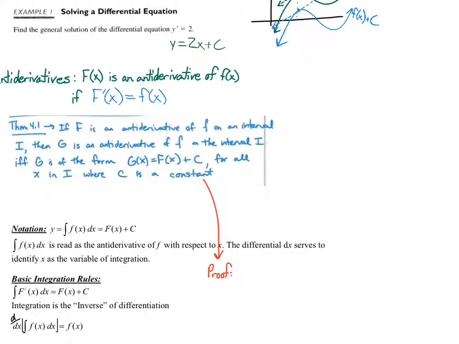Okay? If capital F is the antiderivative of f, that means that the integral of f of x dx equals capital F of x plus c. Now, if it's an antiderivative, by definition, what we set up there is that the derivative of capital F of x is going to equal f of x, right? That's the definition we gave right up here.